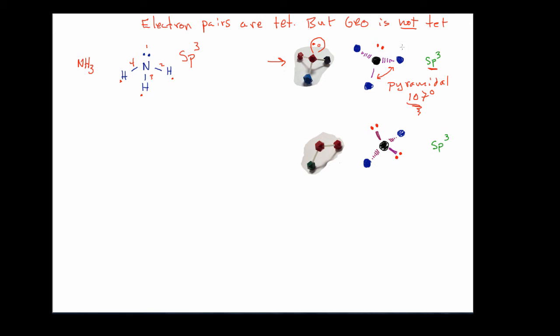So the one thing about this is you need to be able to recognize when you're dealing with an exception, and most of the time that's going to be when you've got a nitrogen central atom, or it could be phosphorus, but there could also be other possibilities. Now moving down here to the next exception, it's water.